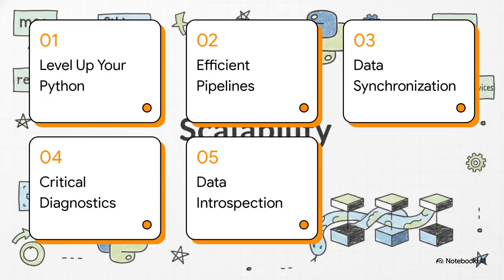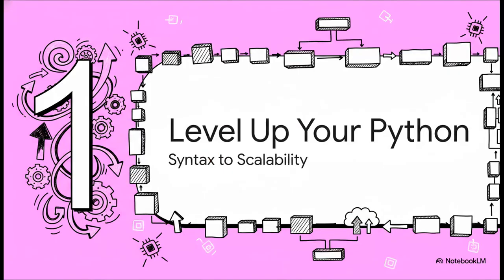All right, let's look at our roadmap for today. We'll be hitting 5 key areas: leveling up your Python, building efficient data pipelines, synchronizing data streams, critical system diagnostics, and finally, inspecting unknown data payloads. Let's jump right in. Section 1, leveling up your Python, from syntax to scalability.